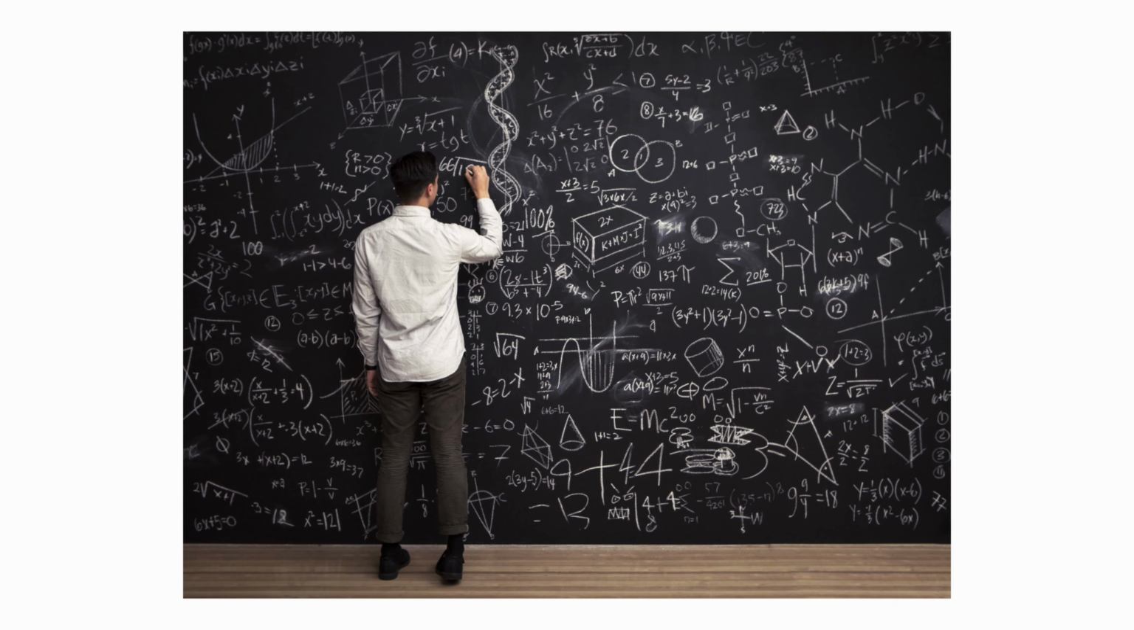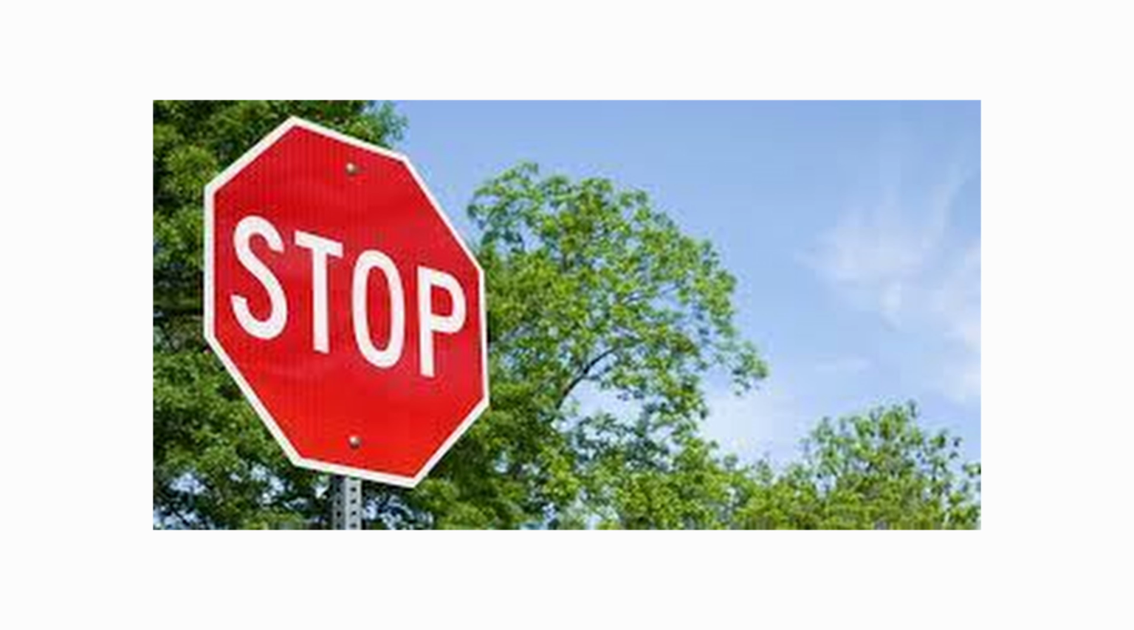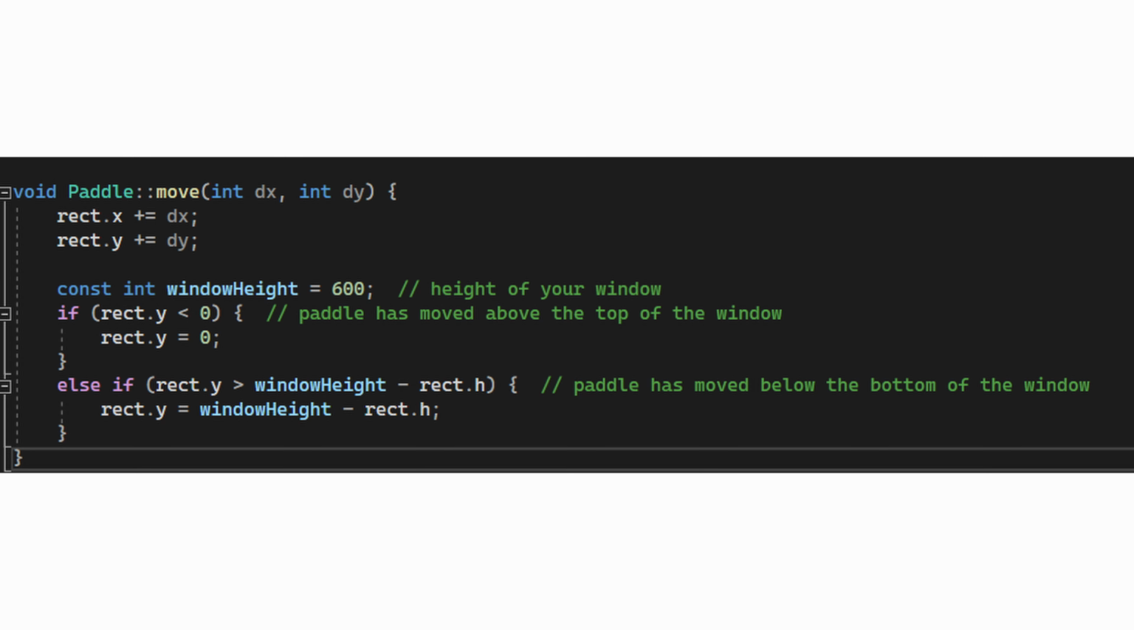To solve the problem of the paddle moving out of the screen, we have to make bounds for the paddle. In order to do this, we first take the height of the window, which in my case I set to 600. And the reason why we don't care about the width is because obviously the paddle can only move up and down. Next, I created a simple if-else statement.